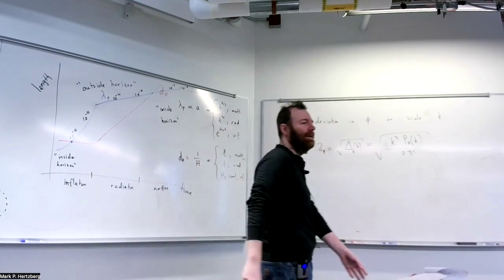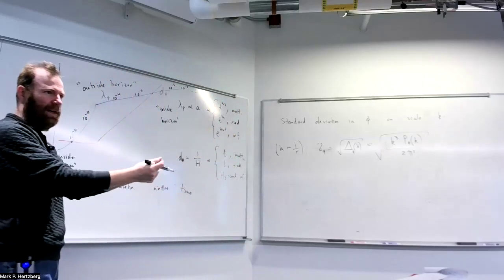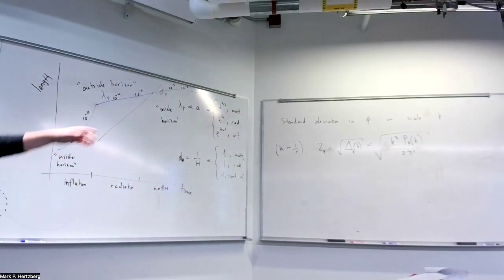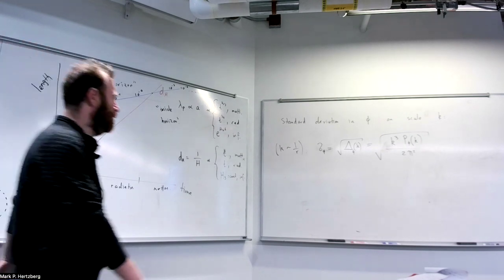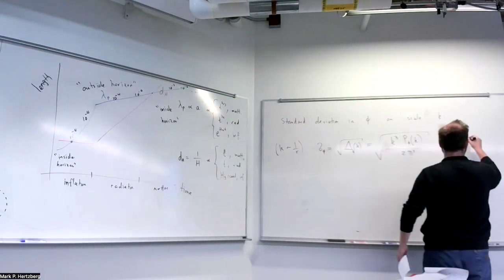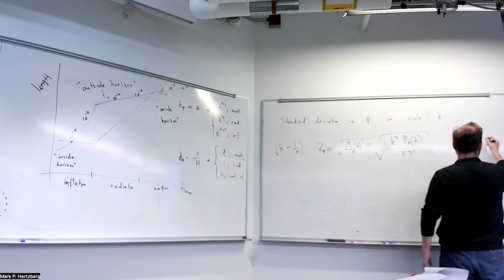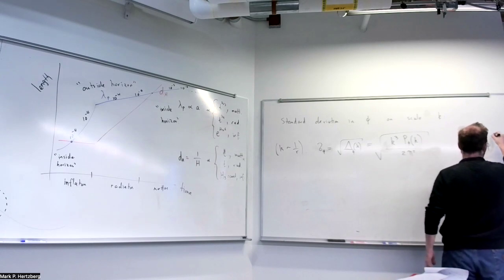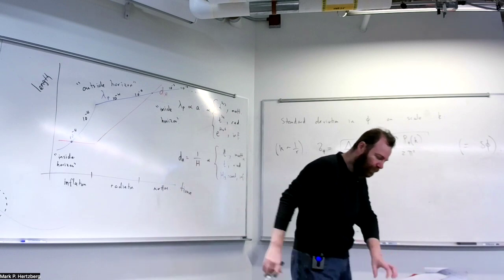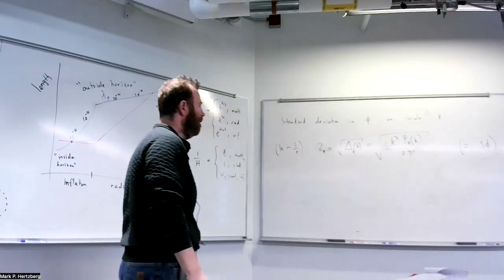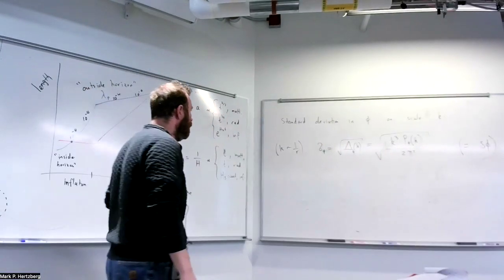Because that's just a general statement. That gives you the real standard deviation in a field on a scale k. So if this is the standard deviation of the field phi, it has units of phi. It's literally the fluctuations. You could call this delta phi if you like. It's the standard deviation of delta phi.